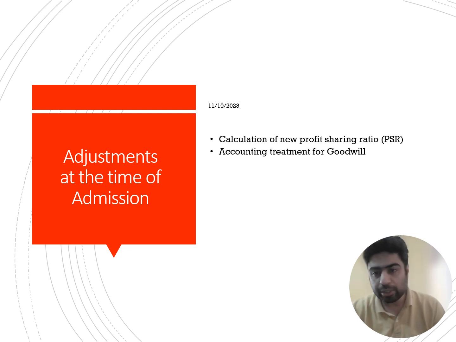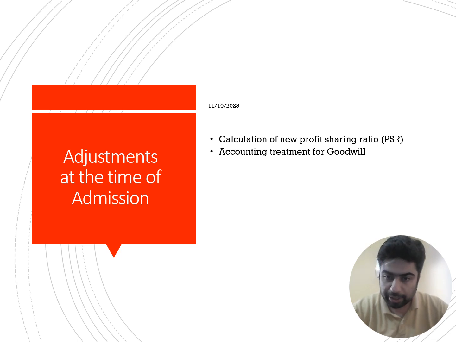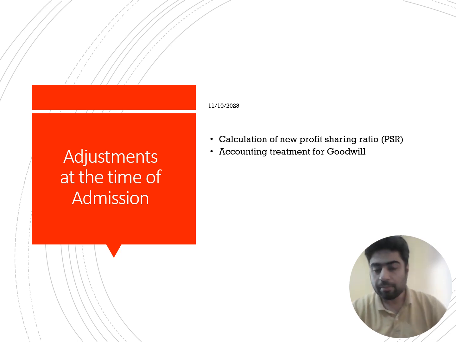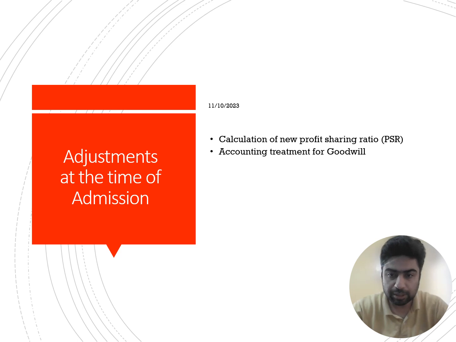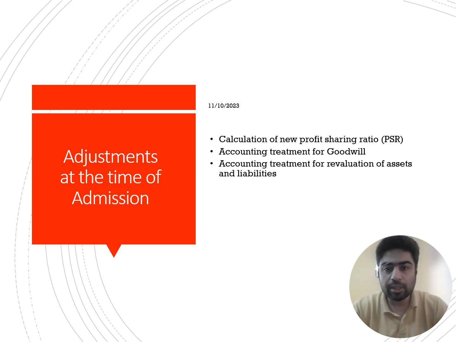Second is accounting treatment of goodwill. Now, how we treat goodwill in case of the change in profit sharing ratio, we've already done. I think most of the students will be knowing how to pass a journal entry for accounting treatment of goodwill in case of change in PSR. But when we talk about admission, the accounting treatment of goodwill is quite different. So this is also another important aspect which needs to be kept in mind. Third is treatment of revaluation of assets and liabilities.